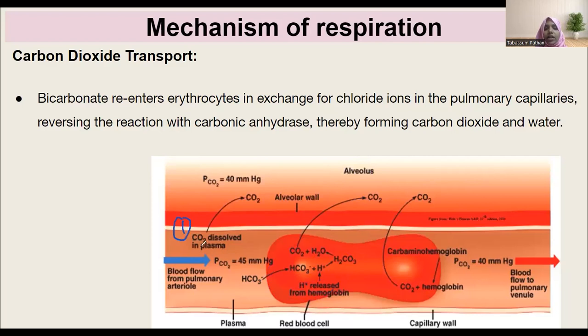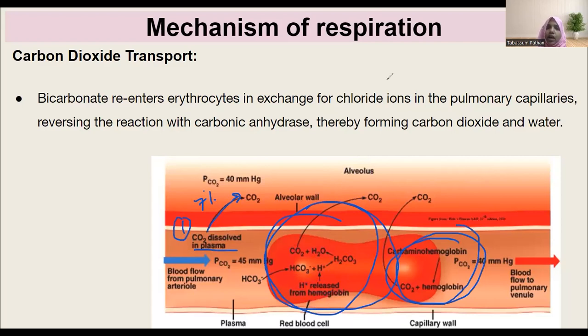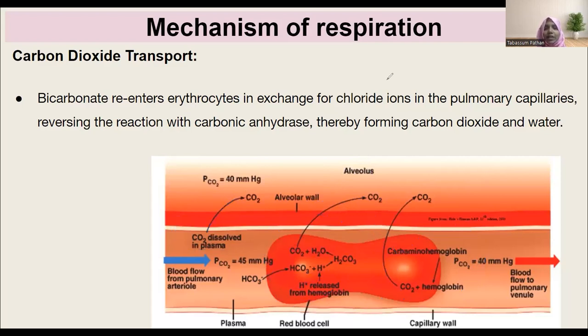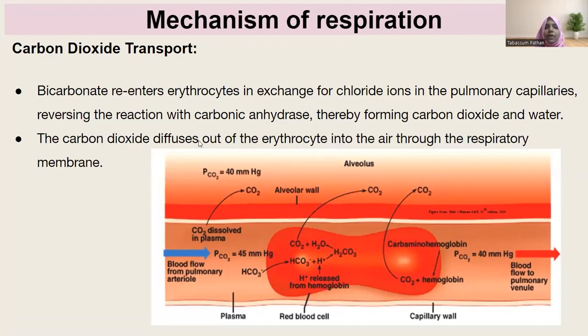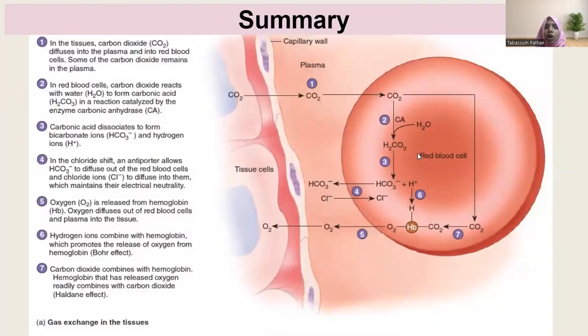Number 1, carbon dioxide dissolved in plasma, that is 7% of total carbon dioxide is dissolved in the plasma and then returned in this manner. Mostly it is transported in this manner, and remaining 20-25% in carbaminohemoglobin form. Okay, so this is how the carbon dioxide will be transported from the tissues to the lungs. Okay, so the carbon dioxide will diffuse out of the RBC into the air through the respiratory membrane.